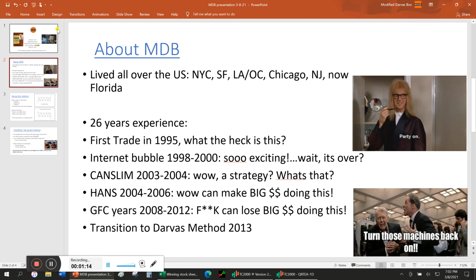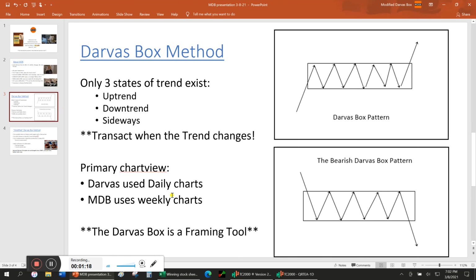But I transitioned to the Darvas method in 2013. What is the Darvas Box method? Well, only 3 states of trend exist, in my opinion: up, down, and sideways. I am looking to transact when the trend changes, as you can see by these 2 Darvas Box patterns here, bullish and bearish. I primarily focus on the bullish ones simply because I'm kind of bad at the bearish ones. But right now we have a ton of bearish ones.